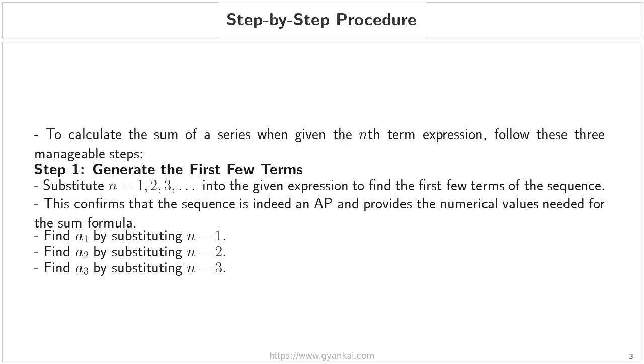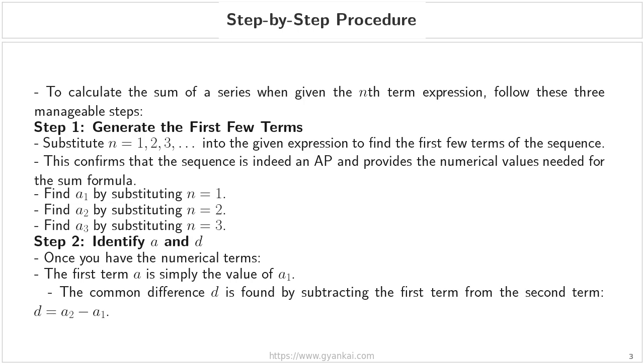Step 1. Generate the first few terms. Since we can't use the formula for the nth term directly to find a sum, we need to turn that expression into actual numbers. You do this by substituting n equals 1, then n equals 2, and then n equals 3 into your given expression. By finding the first, second, and third terms, which we call a sub 1, a sub 2, and a sub 3, you achieve 2 things. First, you confirm that the sequence is indeed an arithmetic progression because you'll see a consistent pattern. And second, you get the specific numerical values we need for our final calculation.